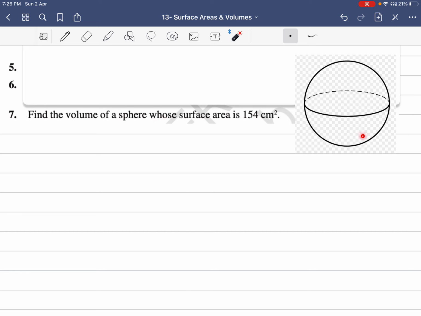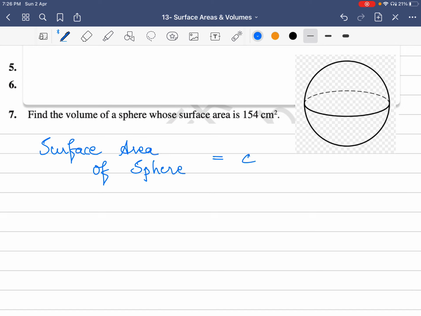So this is typically how a sphere looks, and we know the formula. What is the formula to calculate the surface area of a sphere? It is equal to 4 pi r square. But they have given us that the surface area of the sphere is 154. So 154 is equal to 4 pi r square. From this equation, we can easily find the value of r of our sphere. Once we know the value of r, we can find the volume of the sphere, because to find the volume, we need to know the radius of the sphere.